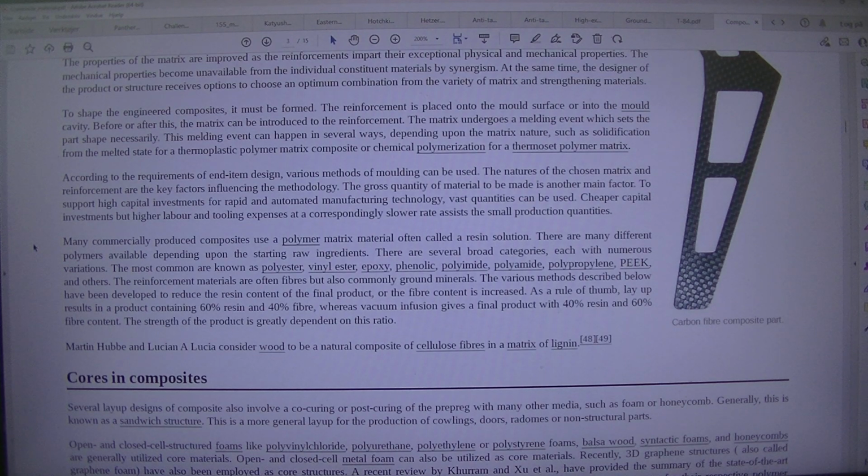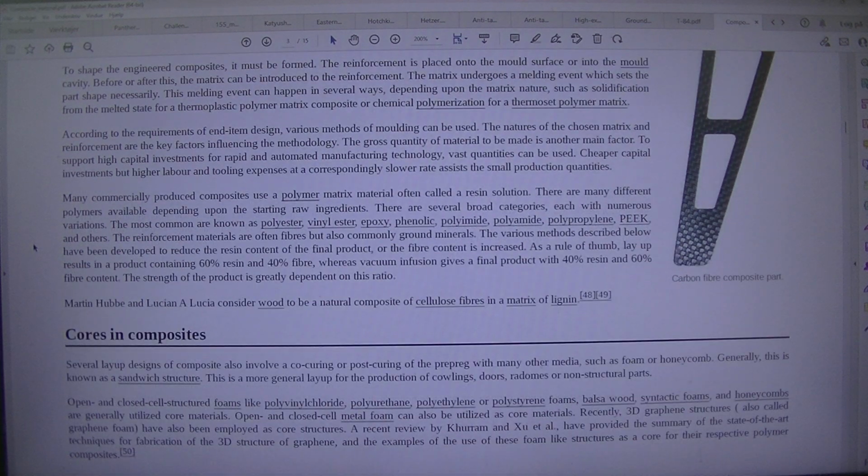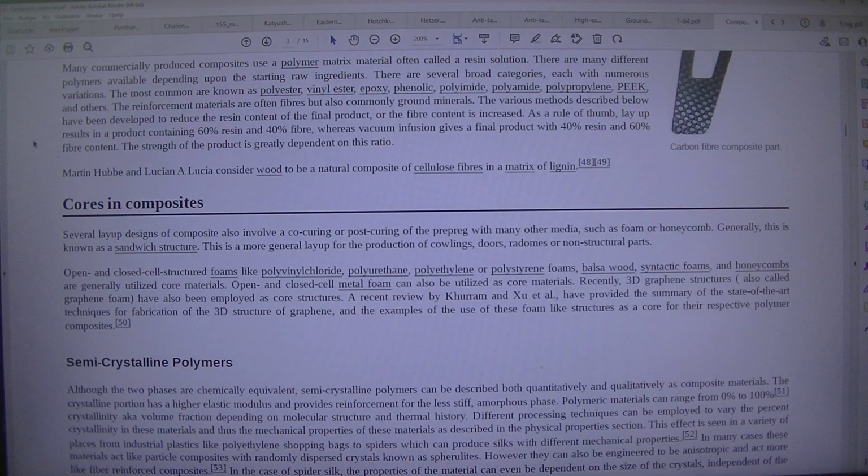Many commercially produced composites use a polymer matrix material often called a resin solution. There are many different polymers available depending upon the starting raw ingredients. There are several broad categories, each with numerous variations. The most common are known as polyester, vinyl ester, epoxy, phenolic, polyamide, polypropylene, PEEK and others. The reinforcement materials are often fibers but also commonly ground minerals.